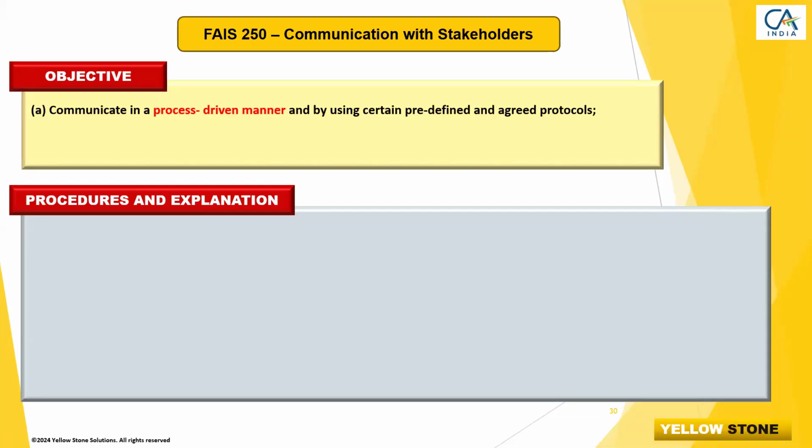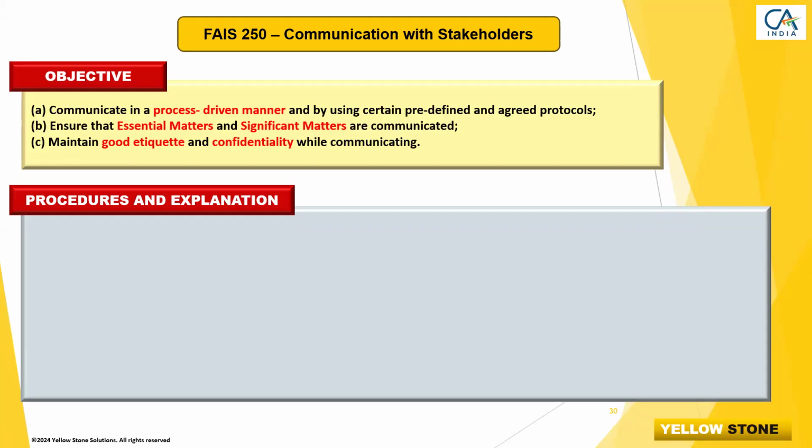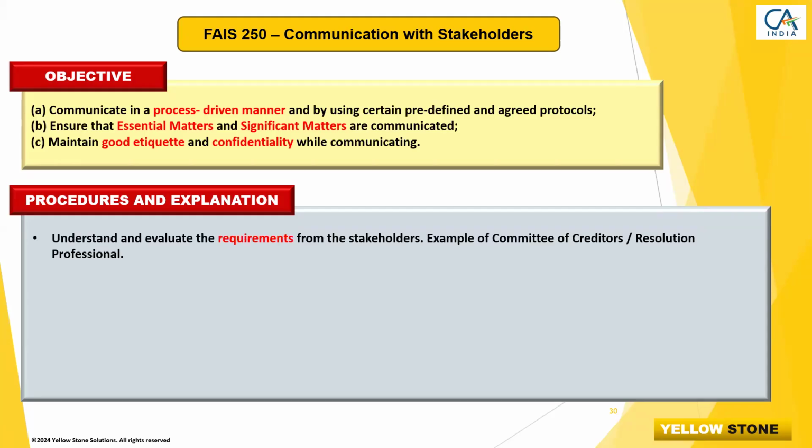Anyways, the objective is to communicate in a process-driven manner and ensure that essential matters and significant matters are communicated. They have put some bifurcations into essential matters and significant matters. Maintain good etiquette and confidentiality while communicating. All right. So understand and evaluate the requirements from the stakeholders. Let's say a resolution professional will need documents which cover PUFE transactions. I covered that in the previous session.